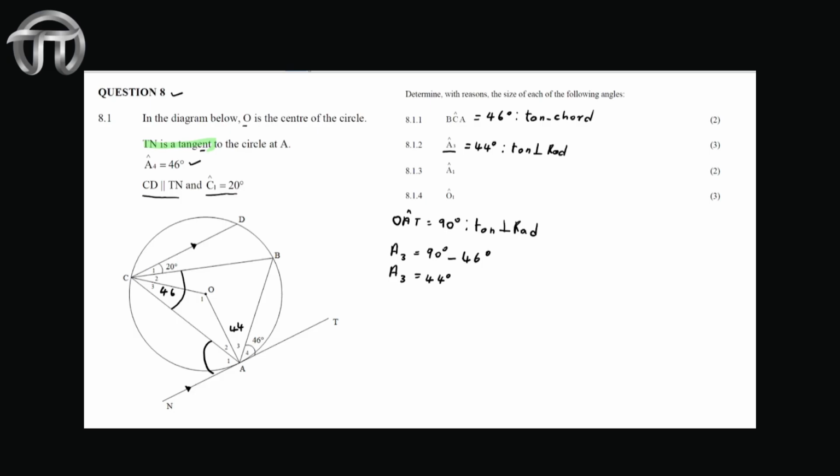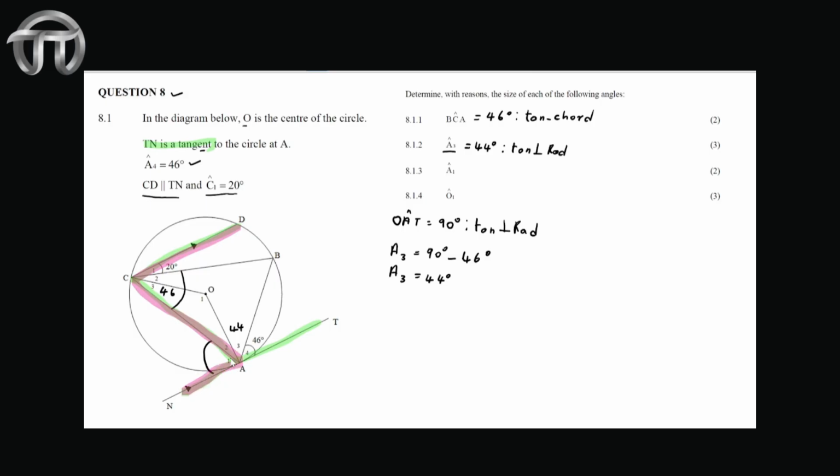Remember, you have parallel lines. They told you that CD is parallel to TN. So this line here and this one here, both of them are parallel. How do they help us to answer this question? You have this line in between parallel lines. Do you see what it creates? It creates a Z shape. So this Z shape here, do you see this Z shape?